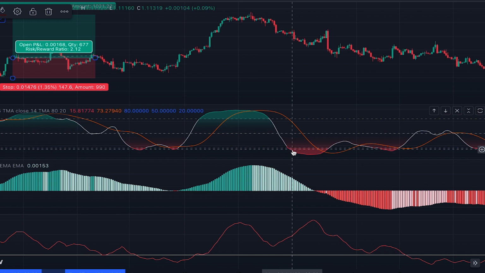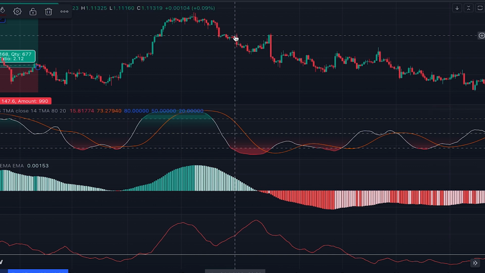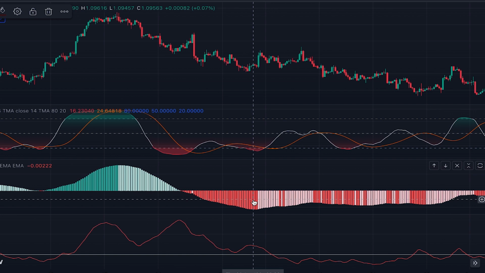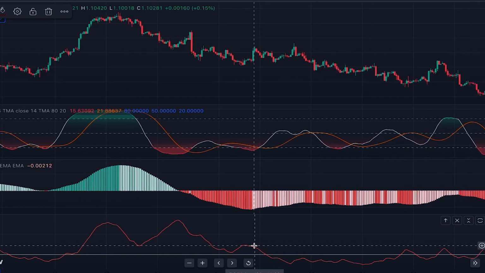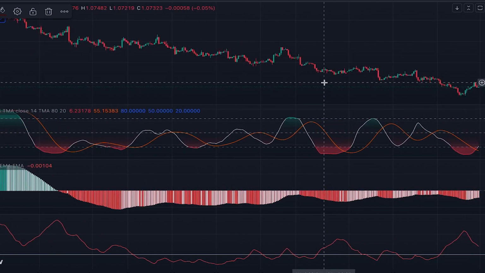Here the RSI line went below 20, but the MACD histogram doesn't confirm because it's green, so no short position here. But here again RSI went below 20, the MACD histogram is red, and ADX is above 20, so we got a confirmed short position signal here, and another one here which is a confirmed short position signal because the MACD histogram is red, ADX is above 20, and we continue like this.